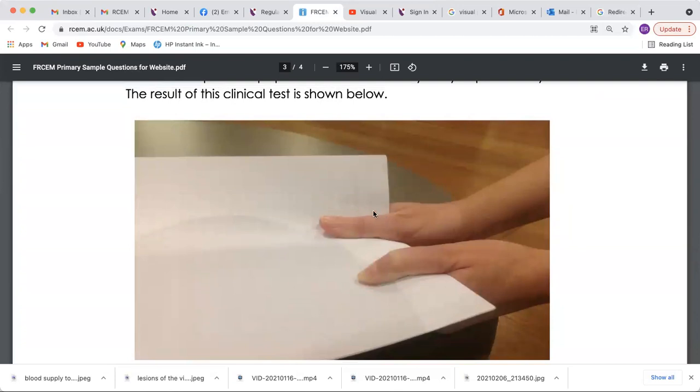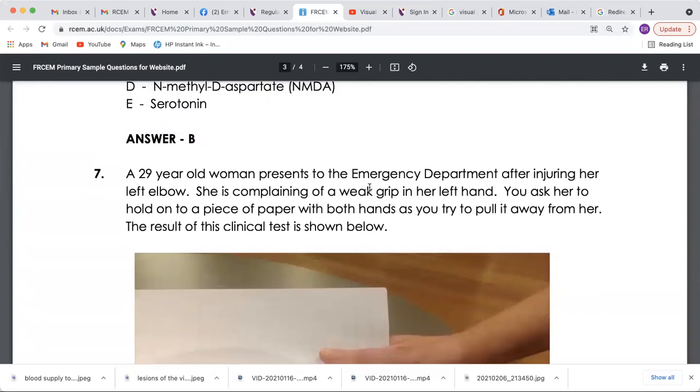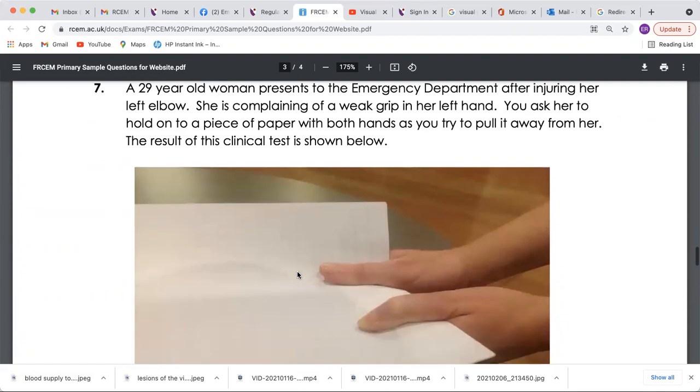Right, you can see someone is holding a piece of paper in the right and the left hand. Normally they're trying to hold it, probably resisting the paper. Anyway, let's move on to the question. A 29-year-old woman presents to the emergency department after injuring her left elbow. She is complaining of a weak grip in her left hand. You ask her to hold on to a piece of paper with both hands as you try to pull it away from her. The result of this clinical test is shown below.